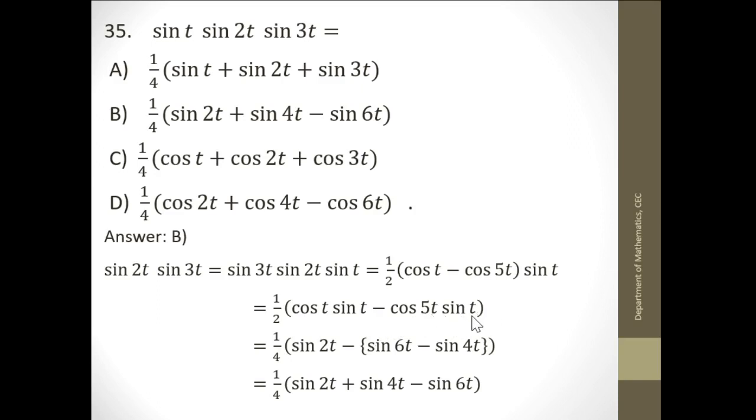Cos A sin B formula once again, that is half sin A plus B minus sin A minus B. Now half into half, 1 by 4 sin A plus B, t plus t, 2t, and sin A minus B, sin 0, that is 0, minus sin A plus B, sin 6t, minus sin A minus B, 4t. Take minus inside, so it is nothing but 1 by 4 of sin 2t plus sin 4t minus sin 6t.